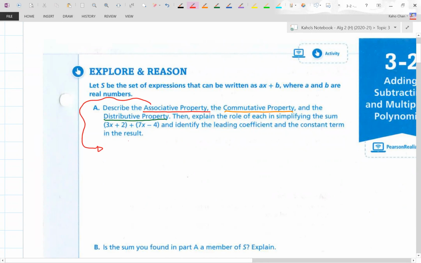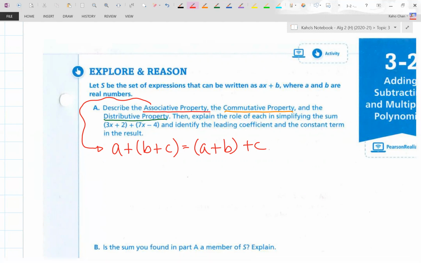The associative property is referring to how three numbers are related to each other when it comes to addition. If you add two of them last, and then the first one after that, you'll get the same answer as adding the first two and then the last one last. So a plus parentheses b plus c gives the same answer as adding a plus b first and then c last. That's the associative property for addition.